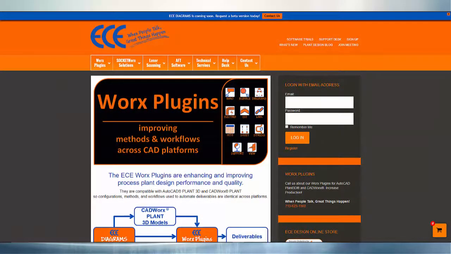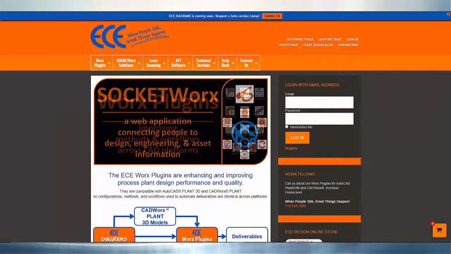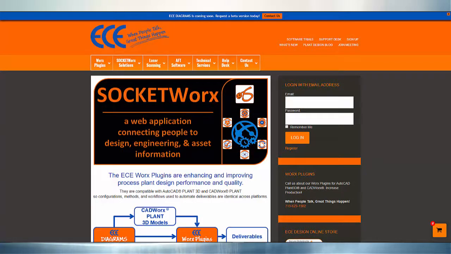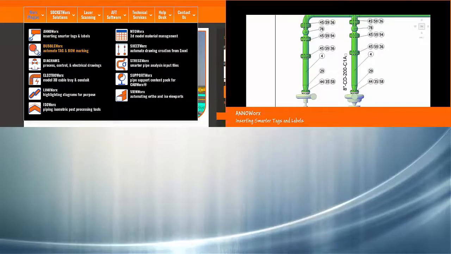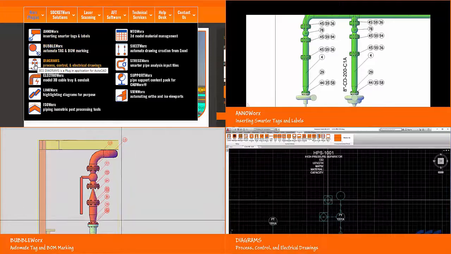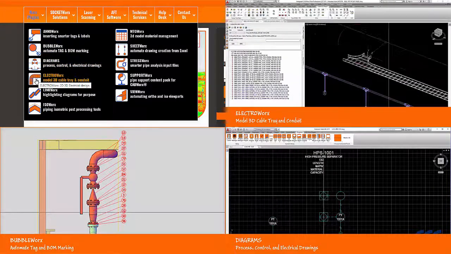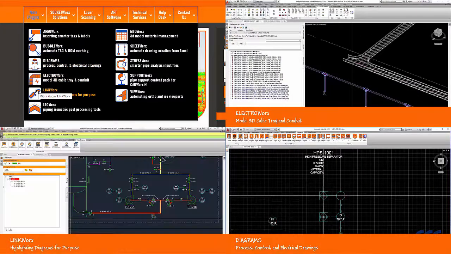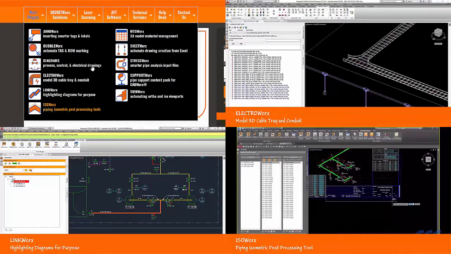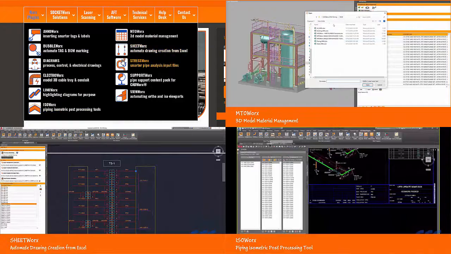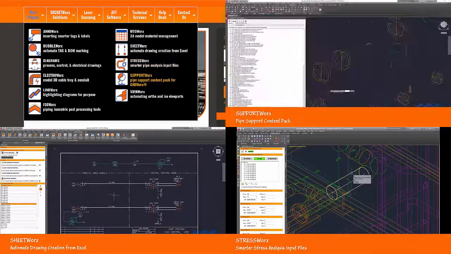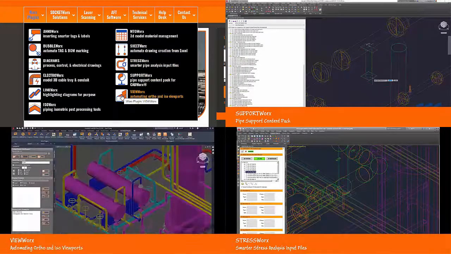Head over to our website, ECEDesign.com, where you can learn even more about all of our products and services, starting with our Worx plugins. Our Worx products are designed to address many of the traditional bottlenecks facing designers, engineers, and others who are supporting project and facility requirements. Whether it be AutoCAD, Plant 3D, BricsCAD, or CADWorx, our CAD Neutral plugins automate tedious tasks, improve methods, and streamline design and processes while producing the same deliverables.